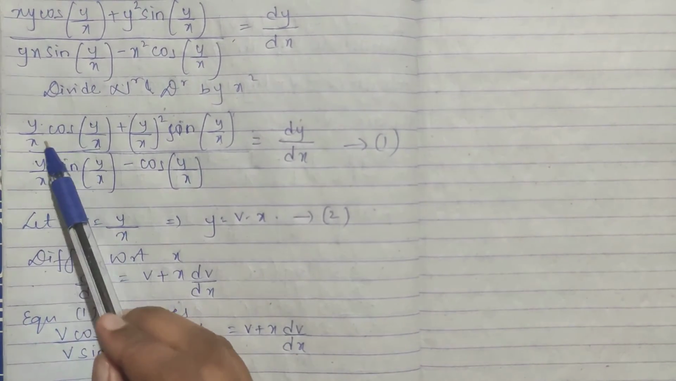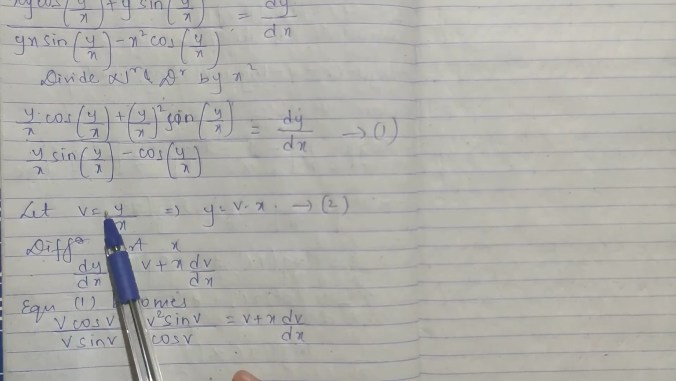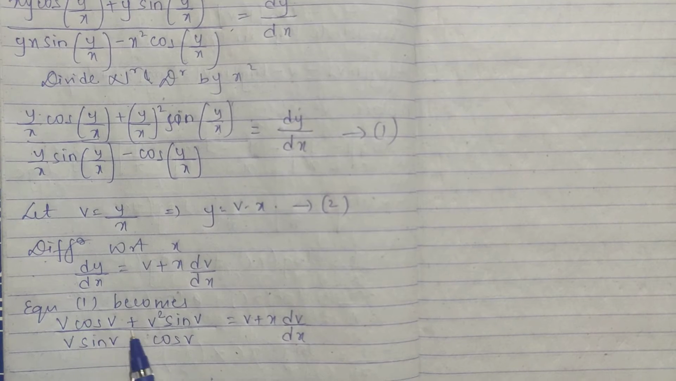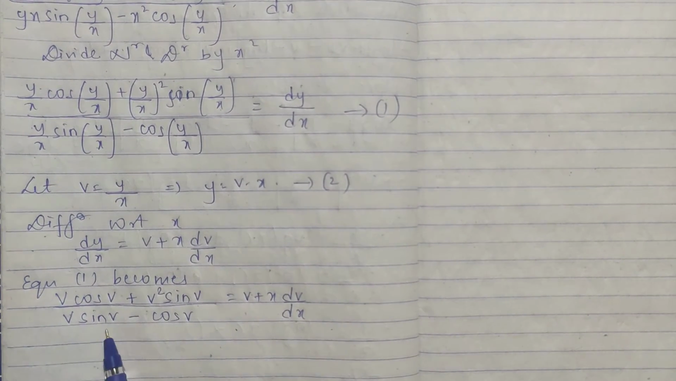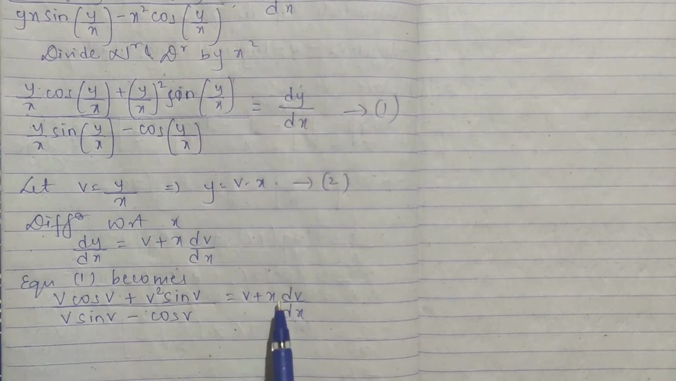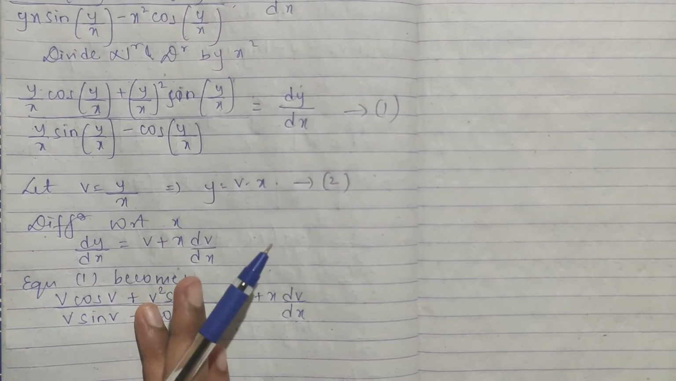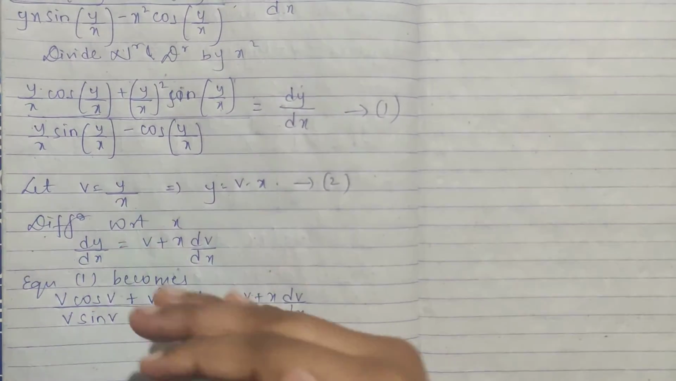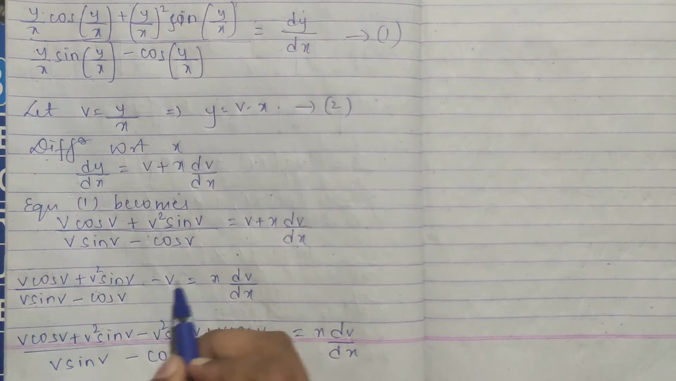So your y by x is what? v, right? Because we have taken v is equal to y by x. So v cos v minus v square sin v, whole divided by v sin v minus cos v, is equal to your dy by dx, which is v plus x dv by dx. Now next, first get your v to the left hand side, solve everything, then separate the variables. So after taking your v, it becomes minus v.